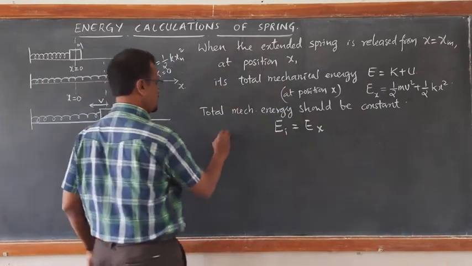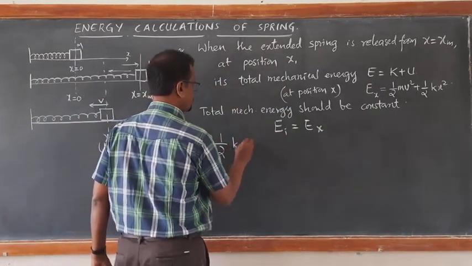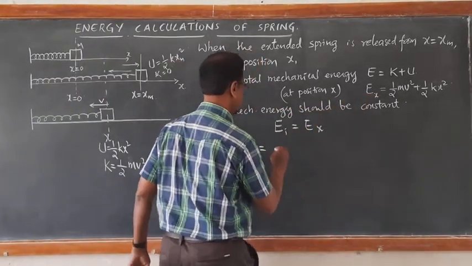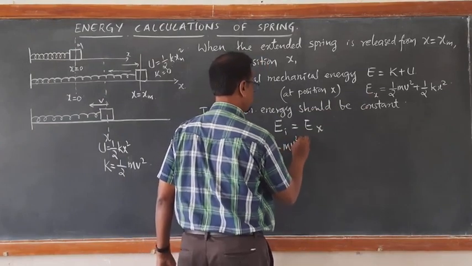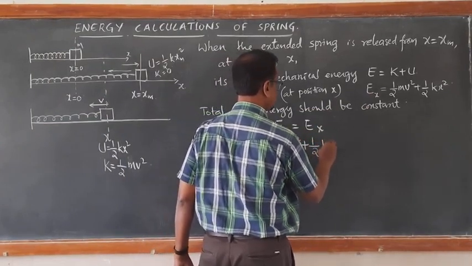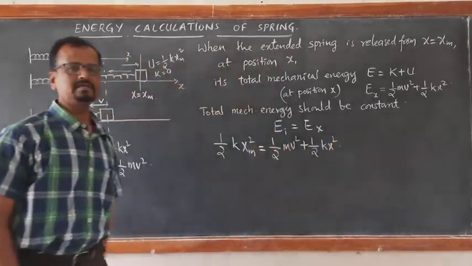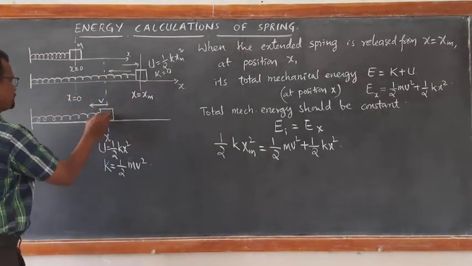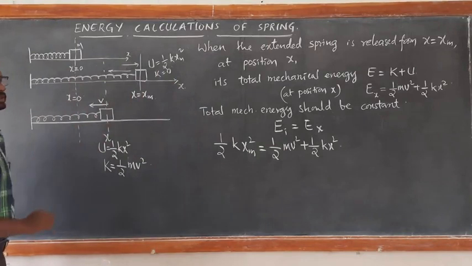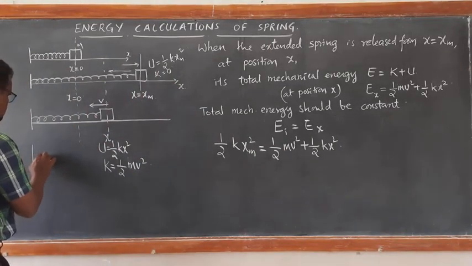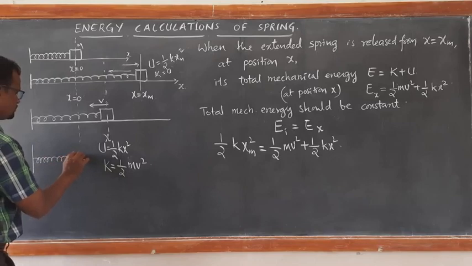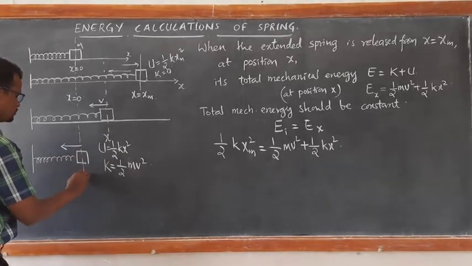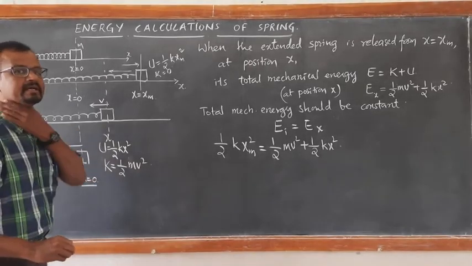So initial energy is half kxm square. What is the energy at x? Energy at x is half mv square plus half kx square. Now this is the equation at any position x. Now suppose the block has reached the x equal to 0 position. The block has not stopped. Now it is still in motion.